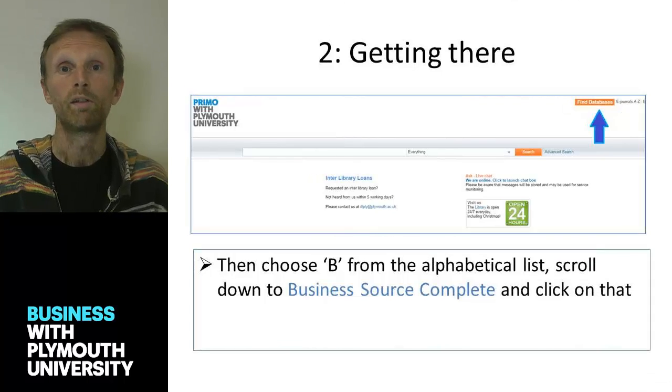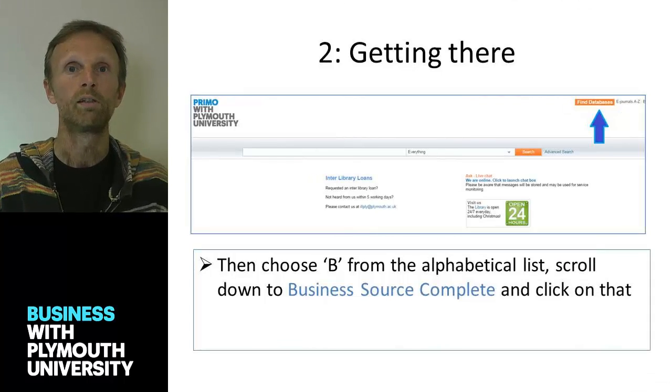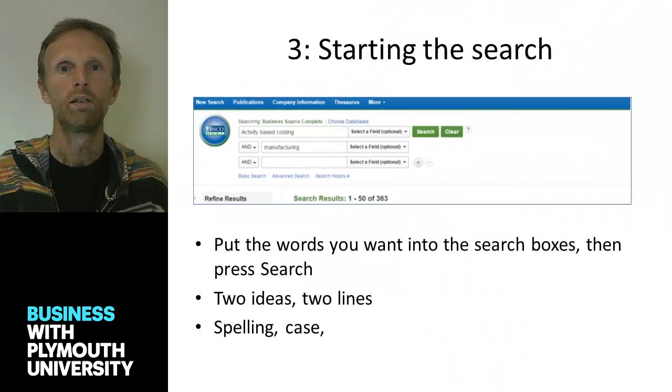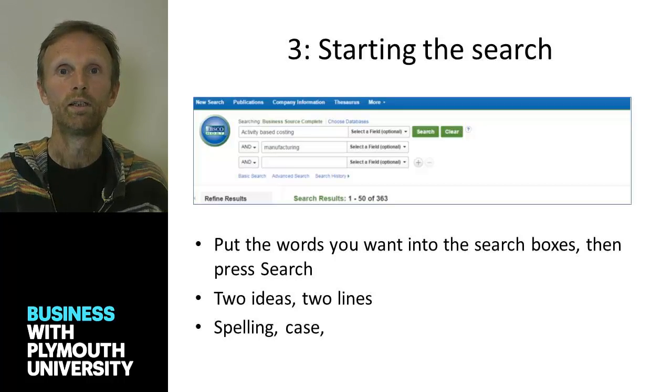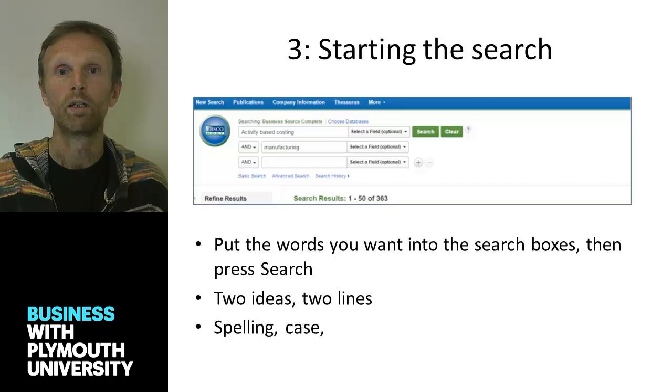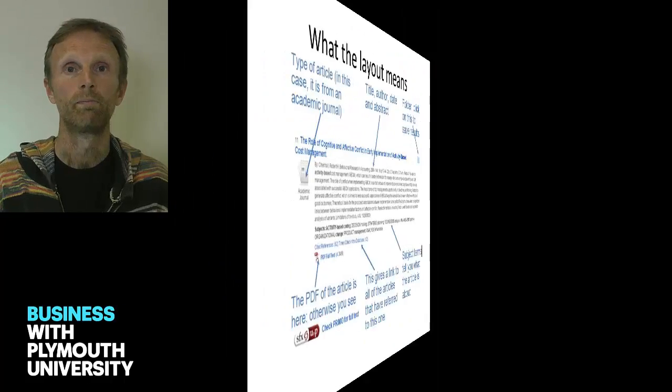The general principle for a search is you start with a broad search and then narrow it down. We're interested in activity-based costing. Durrington is a manufacturing company. There are two different ideas there, and you put each different idea on a different line, then press search. Don't be too specific. If you search using clocks rather than manufacturing, you get nothing. We searched with manufacturing and found 363 results, all of which had both activity-based costing and manufacturing in the record.